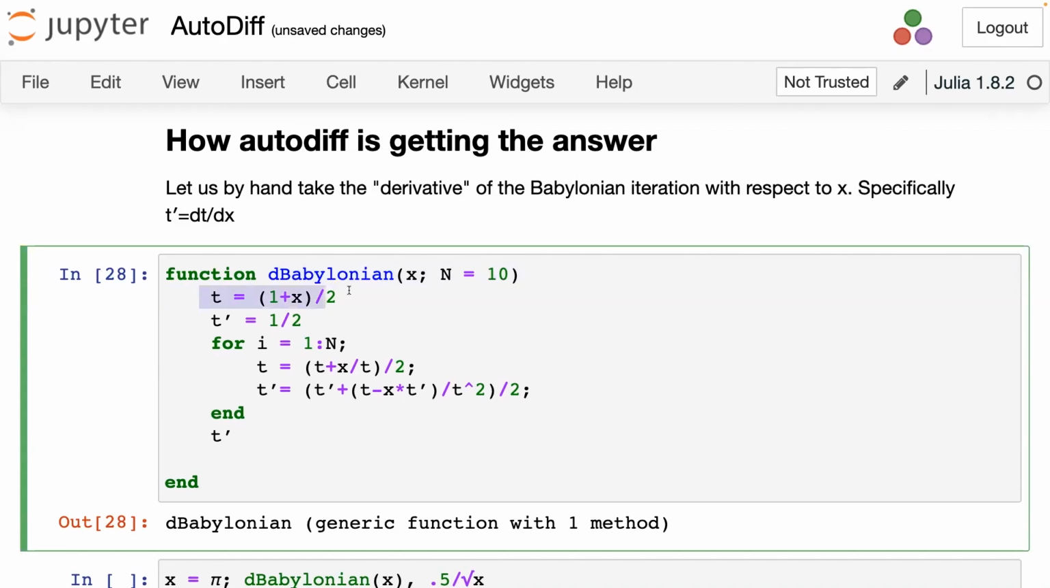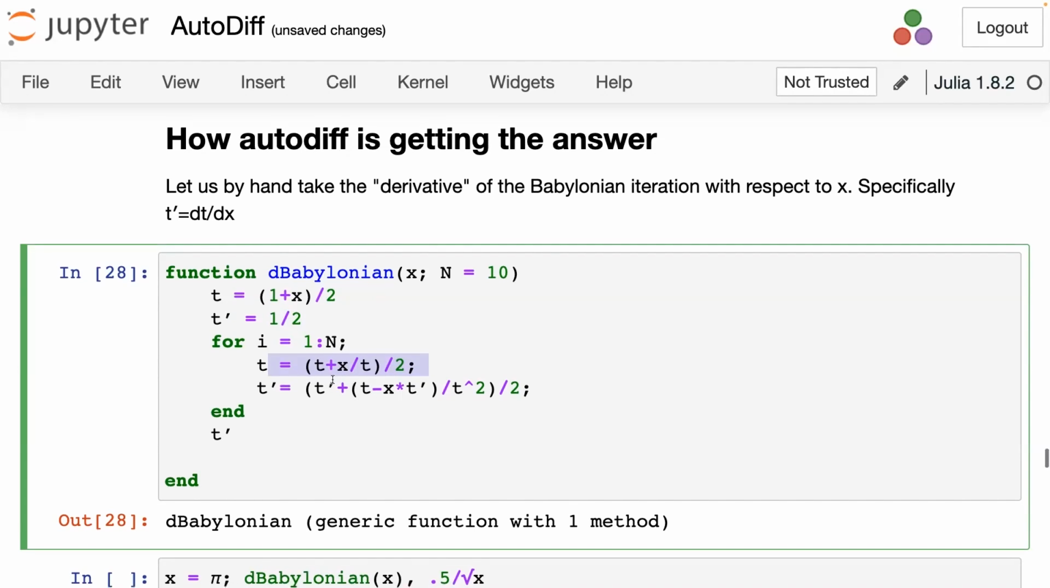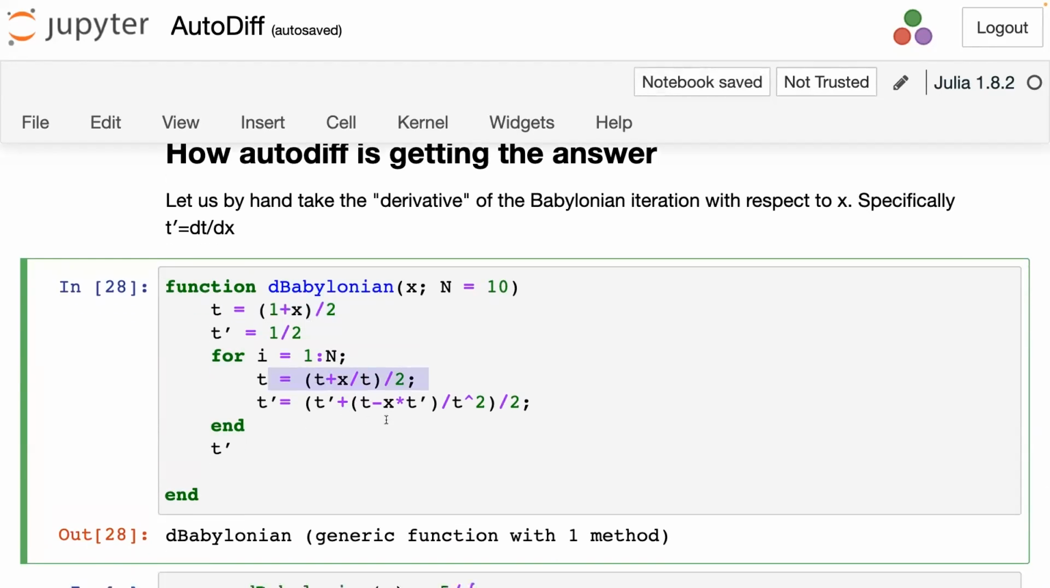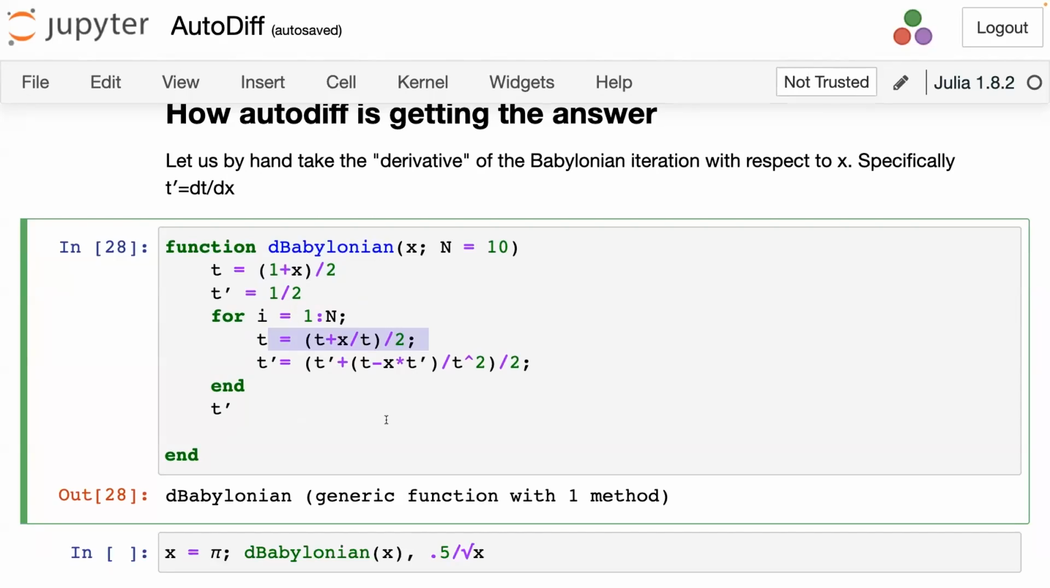And you'll recognize that this line and this line are the original algorithm. And below it, I'll create derivative variables, t prime, right? And so t prime, the derivative of this, is of course a half. The derivative of this line of code, well, what is it? It's t prime plus the denominator times the derivative of the numerator, which is 1 minus x times t prime, over t squared, right? So if you check, this is the ordinary calculus derivative with respect to x. So t prime is the derivative with respect to x. And we're doing that at each and every step.